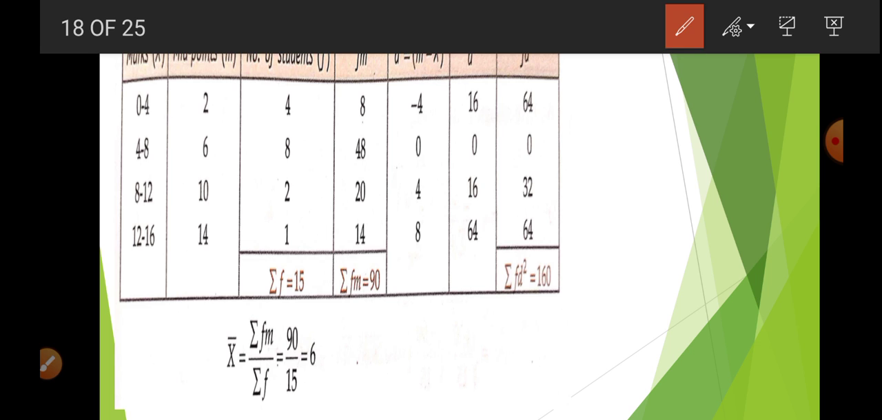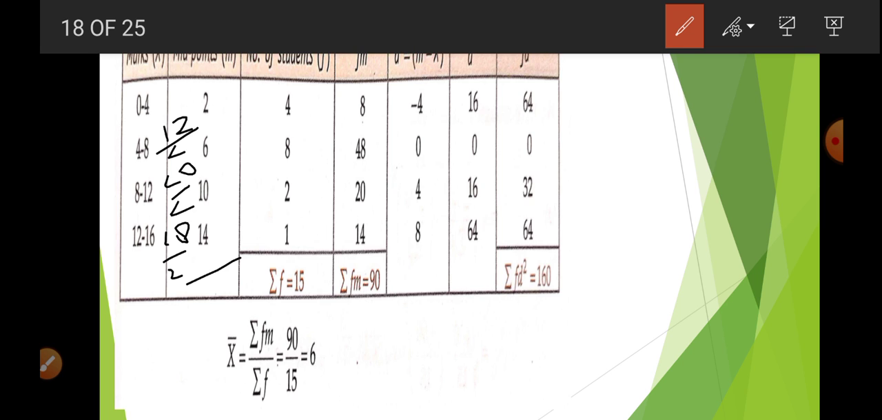Here you can see how to calculate it. Mid value: 4 plus 8 is 12, 12 upon 2 is 6. Then 20 upon 2 is 10, and 28 upon 2 is 14. So in this way you are going to calculate the mid value.